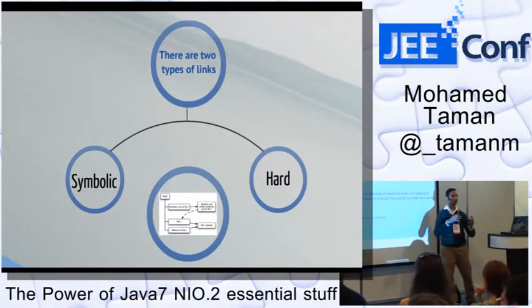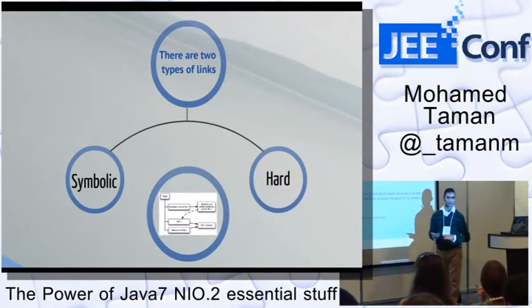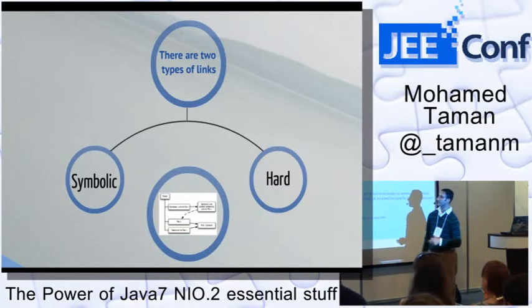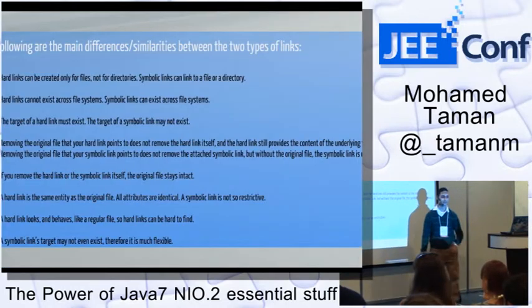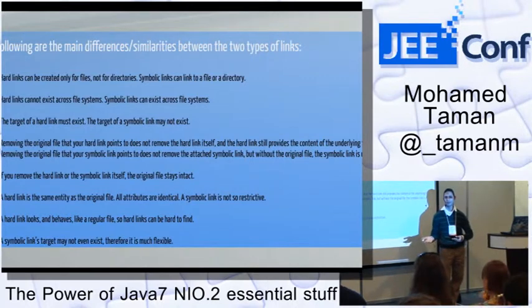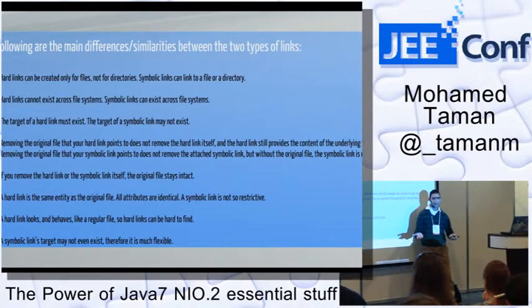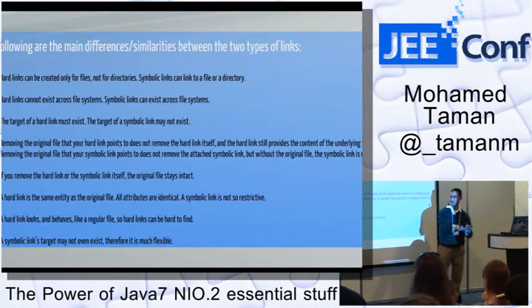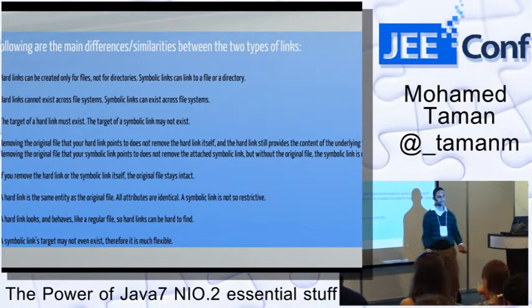The difference between hard link and symbolic link. The first one tells you that hard links can be created only for files. Can anyone tell me why? Not for directories, unlike symbolic links. Symbolic links are relevant for both, right? Yes, because a directory doesn't have content.